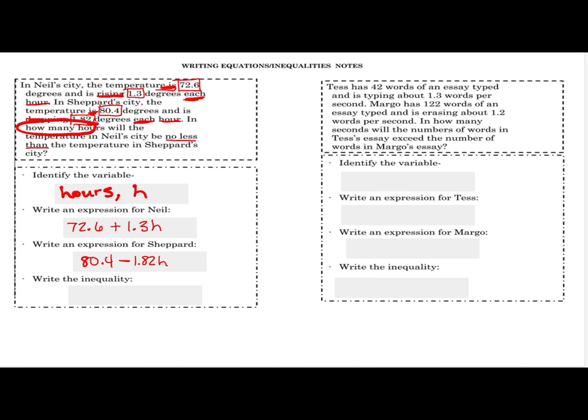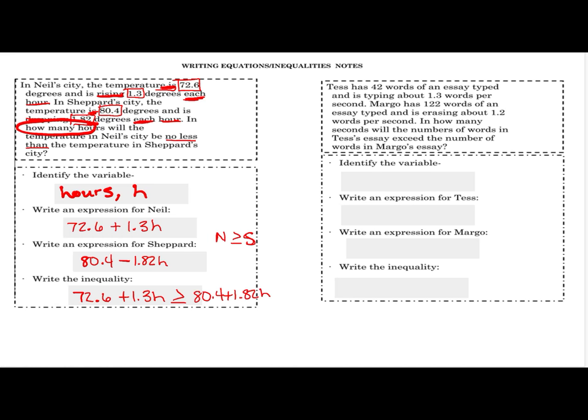So then for our inequality, we have Neal needs to be no less than Shepherd. So let's look at our word, "no less than." Let's see if we can find it. And it is also the greater than or equal to. So that means I want Neal to be greater than or equal to Shepherd. Okay, so I'm going to write it like that. I'm going to write Neal's first, 72.6 plus 1.3H, greater than or equal to sign, 80.4 plus 1.82H.